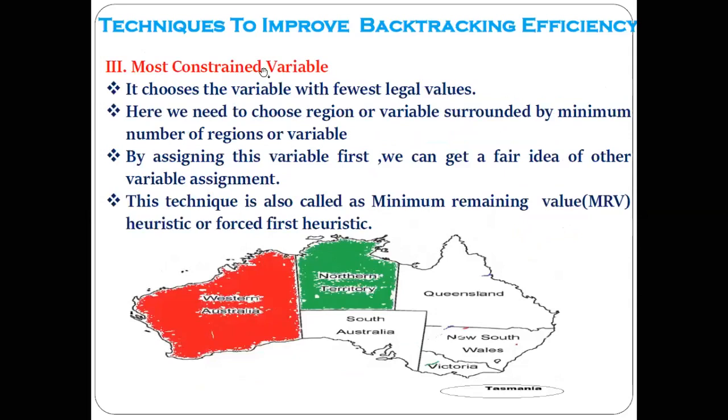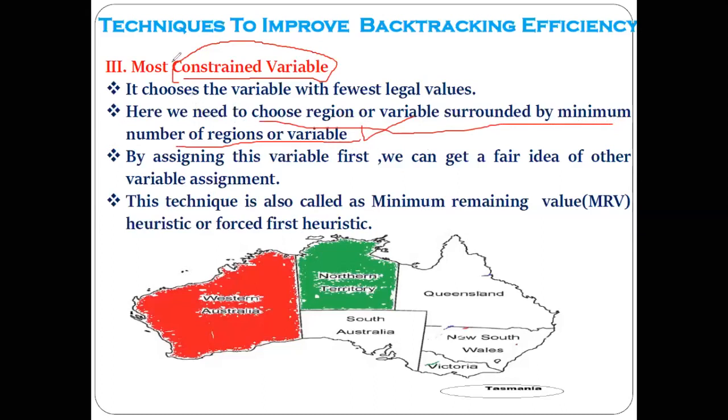That is the most constrained variable. Most constrained and the most constraining. What difference are you finding here? Previously, we selected the region which is surrounded by the maximum number of regions. Yes or no? Yes, sir. It is slightly in contrast, opposite to the previous. Here we choose the region or the variable surrounded by the minimum number of regions or variables. You got the point? Yes, sir.